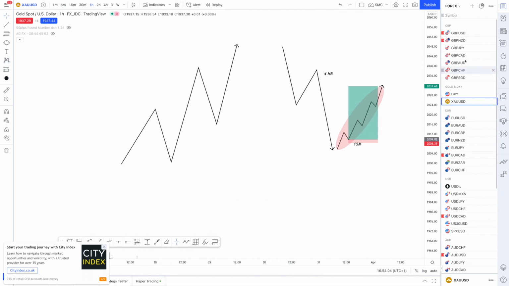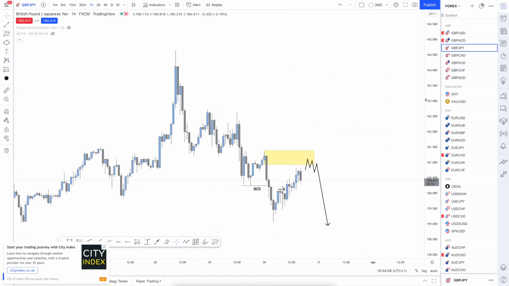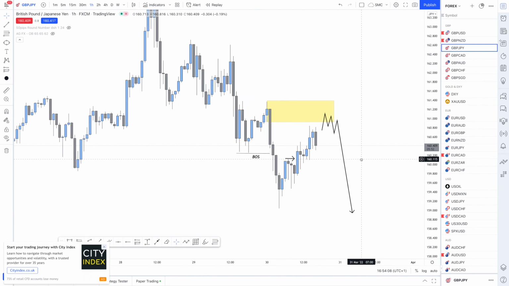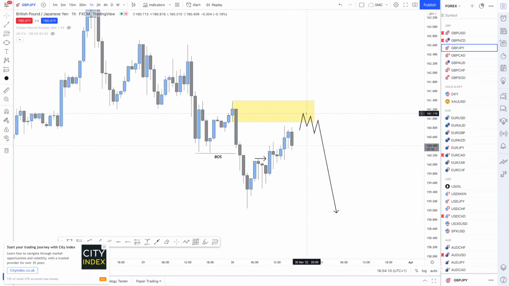So sooner or later, just exactly like GBPJPY, we'll start to look for our sell setups at this zone around 161. So I do believe the market is going to continue up into there, right?